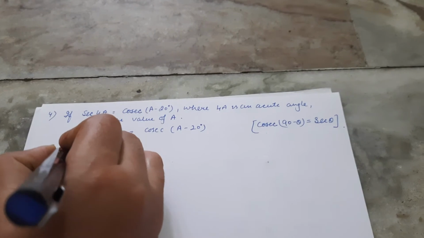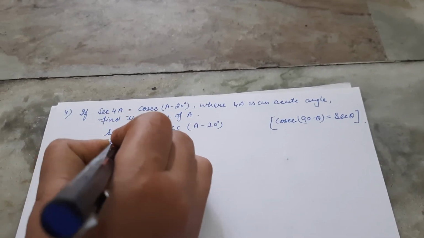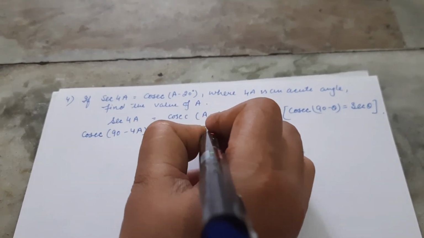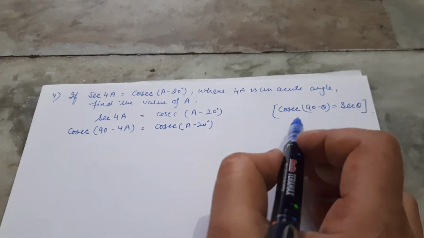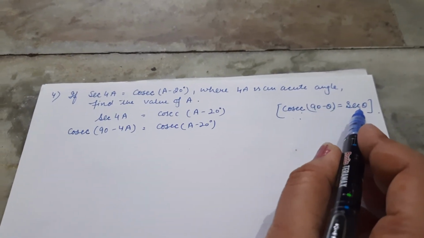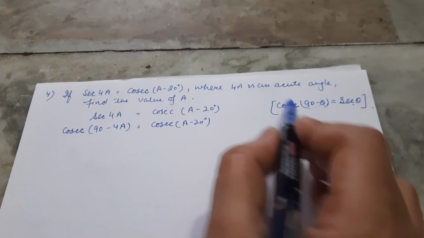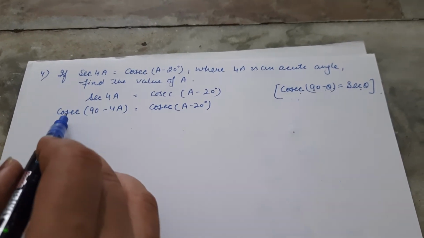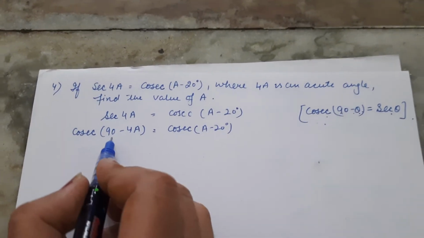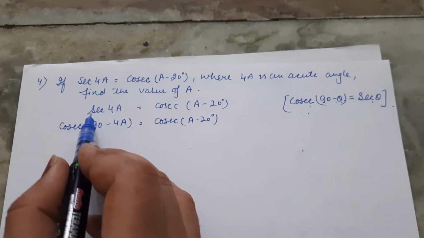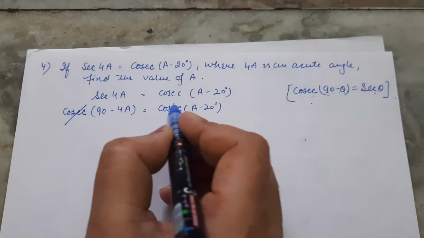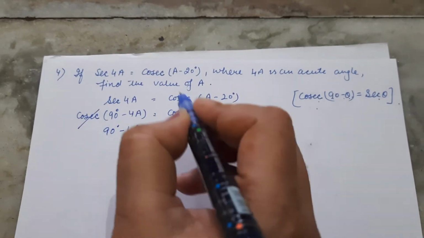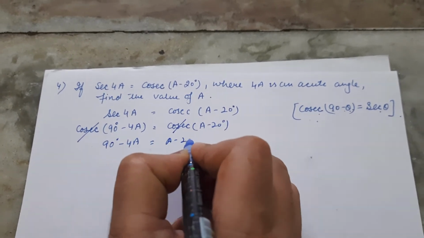So I can write this as cosecant of 90 minus 4a, and this is already in cosecant form. Why should I write like this? Because we know that cosecant of 90 minus theta is equal to secant theta. So if I want to convert 90 minus 4a into secant, I can easily do it. So cosecant and cosecant will be cancelled, and 90 minus 4a is equal to a minus 20 degrees.